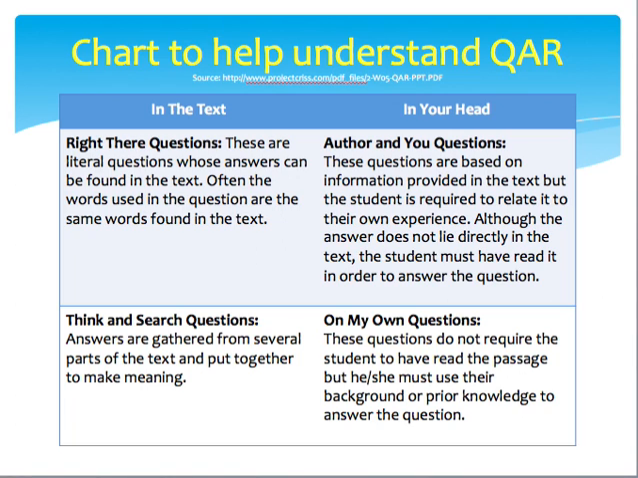Now, the next 2 question types are what we consider in your head questions. The author and you questions, these are based on information provided in the text, but you are required to relate it to your own experience. Although the answer doesn't lie directly within the text, you must have read it in order to understand and answer the question. And another in your head question type is the on my own question. These questions do not require you to have read the passage, but you must use your background and prior knowledge to answer the question.